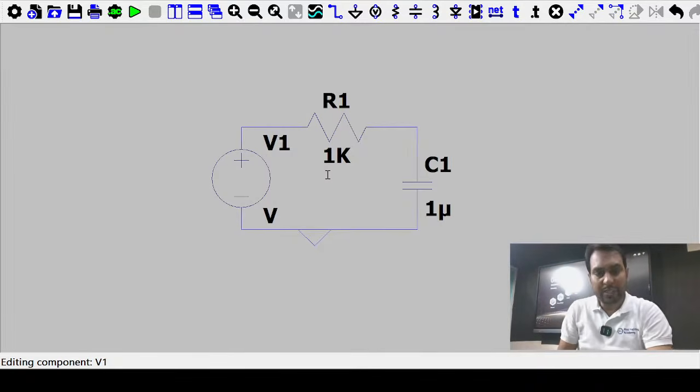So I am saying that till 1 millisecond, I am not writing S because it is given as S. So I am writing till 1 milli, the value is 0. And for a very small duration, let me say 1 microsecond, it rises to 10 volt.